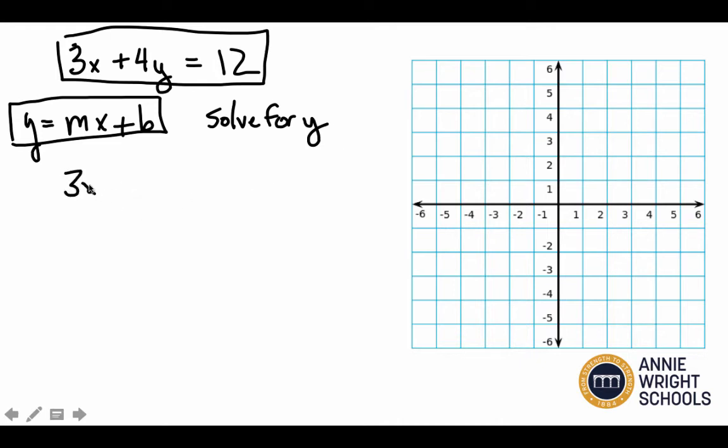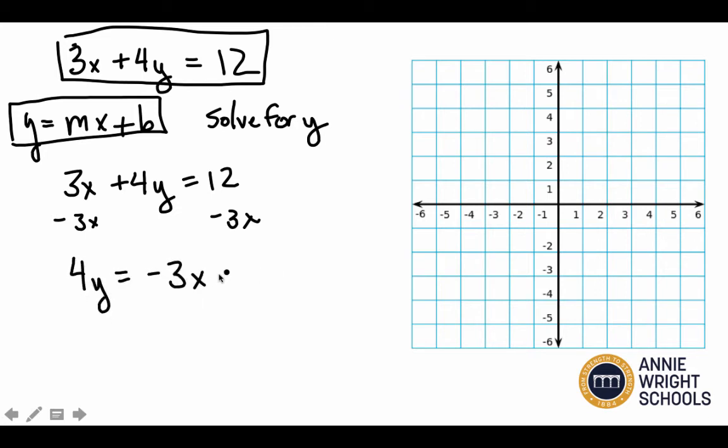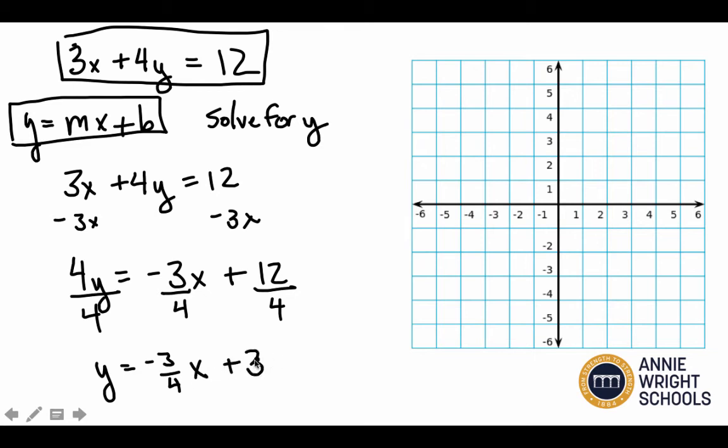So I'm going to take 3x plus 4y and set that equal to 12. I'm going to subtract 3x from both sides. Both sides of the equal sign. I get 4y equals, I'm going to put the x term first only so it's ready to be in that form of y equals mx plus b. Again, -3 is not the slope, 12 is not the y-intercept because we haven't solved for y yet. Now I'm going to divide everything by 4. And I'm going to simplify. Y equals -3/4 x plus 3.